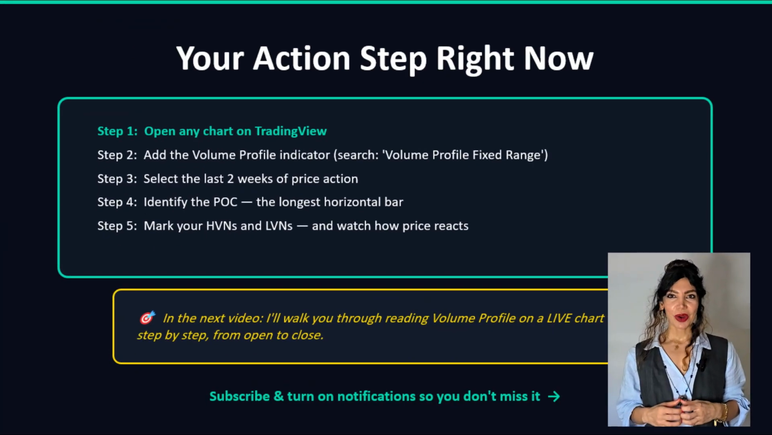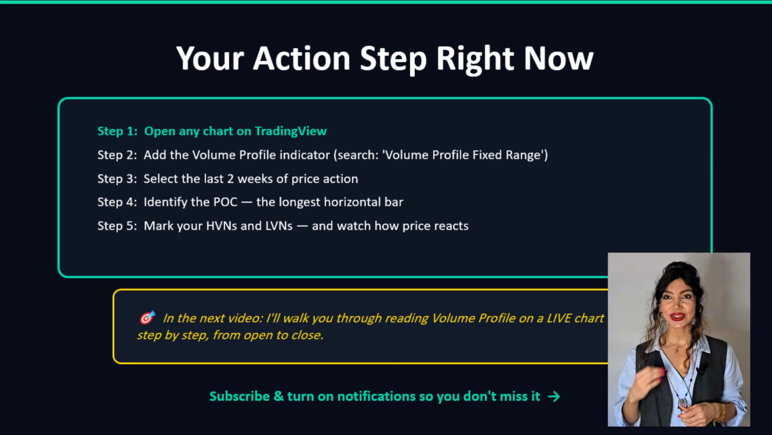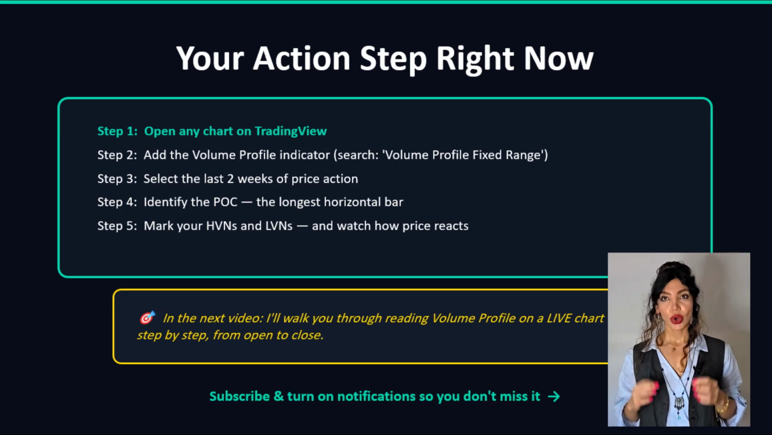All right, here's what I want you to do right now, not tomorrow, right now. Open your TradingView, pull up any chart, Bitcoin, gold, EUR/USD, whatever you trade. Add the volume profile indicator. Search for volume profile fixed range in the indicators menu. Select the last 2 weeks of price action. Find the POC. It's the longest horizontal bar. Mark your HVNs, the thick clusters of volume, and then mark your LVNs, the thin, almost empty zones.